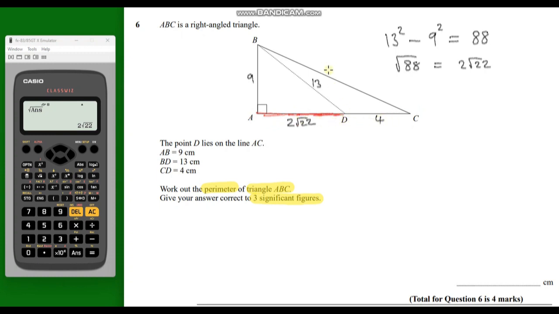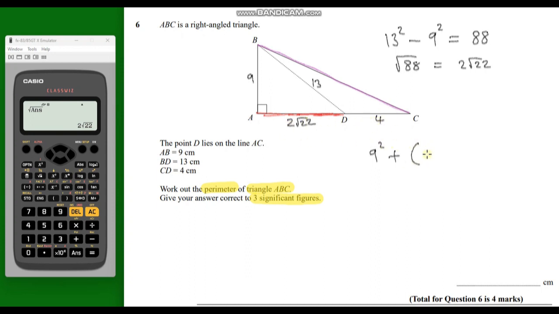Now we just need to calculate the hypotenuse. So we need to calculate this length down here. And we can do that using exactly the same method, because this is also a right angle triangle. But this time this is the hypotenuse. So we're going to square these two side lengths and add them together. So we've got 9 squared plus this squared. So it's these two side lengths added together.